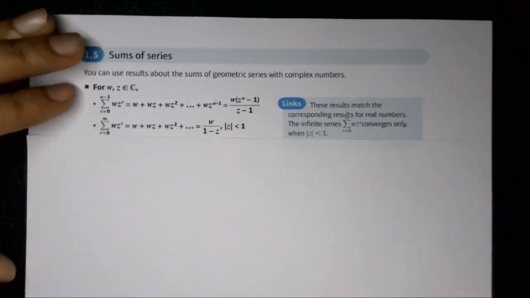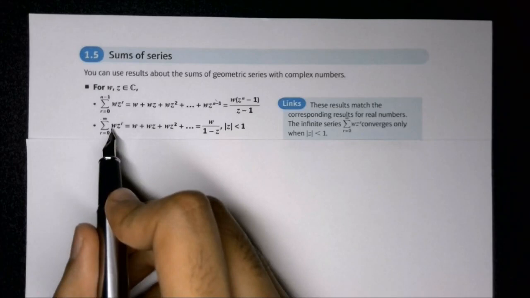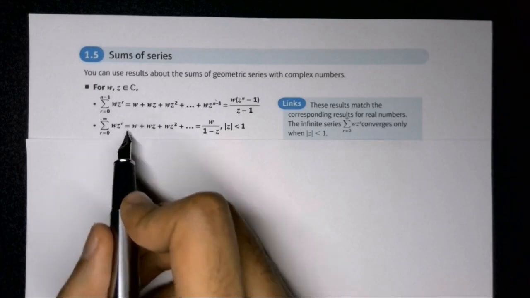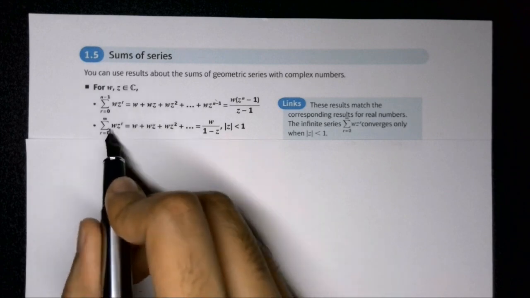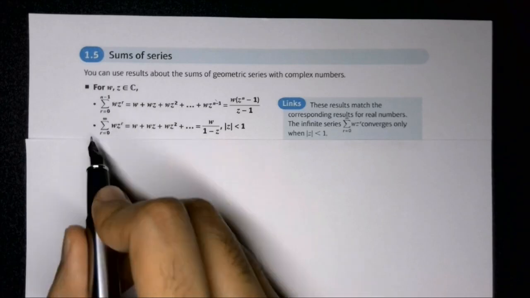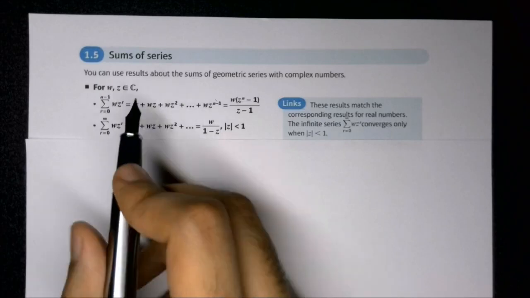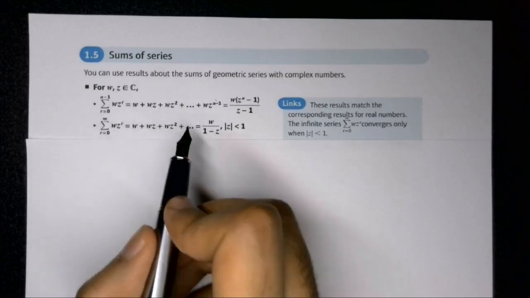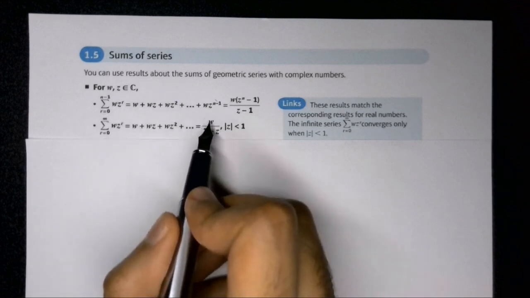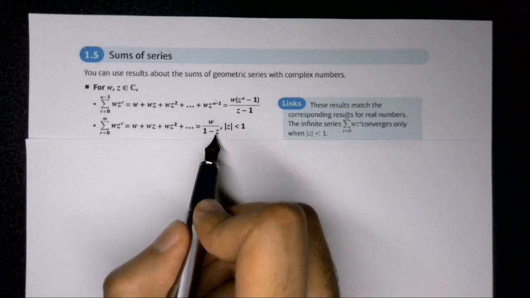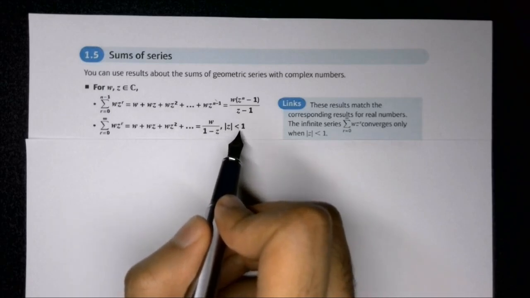And similarly, if we have the sum from r equals 0 to r equals infinity of wz to the power of r, when r equals 0, we have wz to the 0, which is w. When r equals 1, we have wz to the 1, which is wz. When r equals 2, we have wz to the power of 2. And we continue this up until infinity. And if we add all these terms together, we get w over 1 minus z, where w is the first term and z is the common ratio. And the mod of z, of course, has to be less than 1.